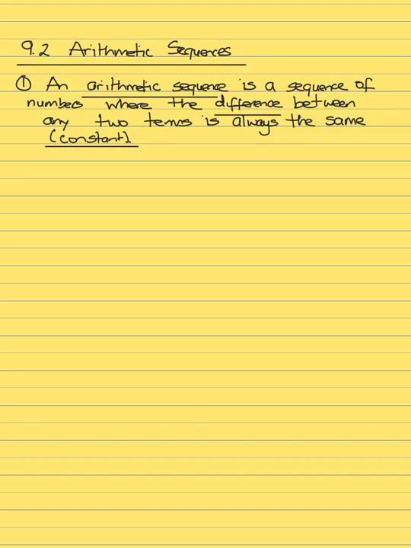In this video we will look at arithmetic sequences. Now an arithmetic sequence is a sequence of numbers where the difference between any two terms is always constant. This difference is called the common difference. The terms in an arithmetic sequence are connected by a rule, and the general term gives us that rule.